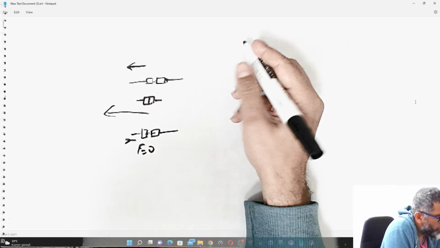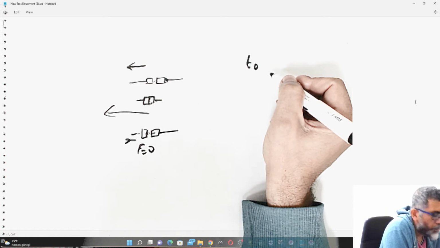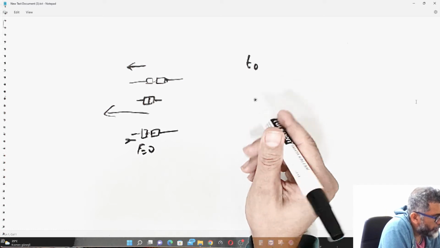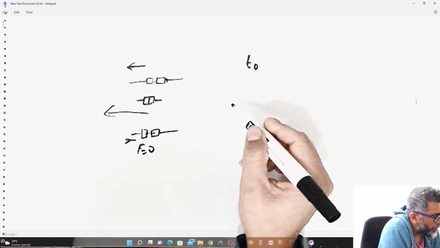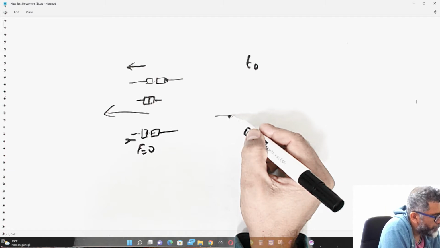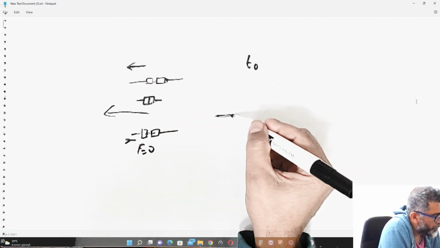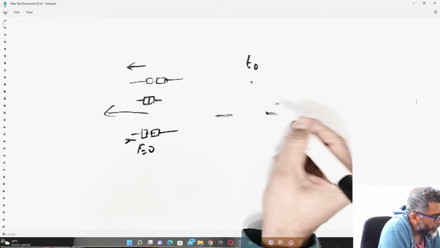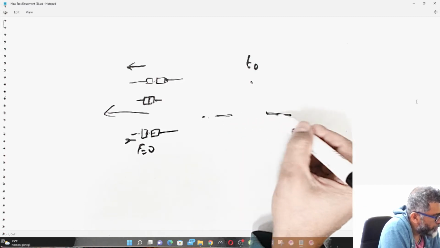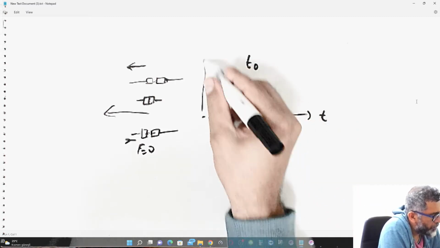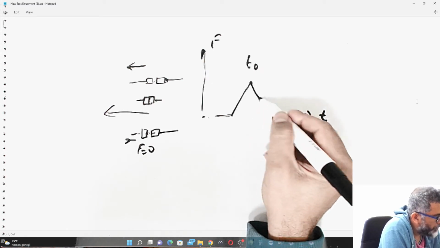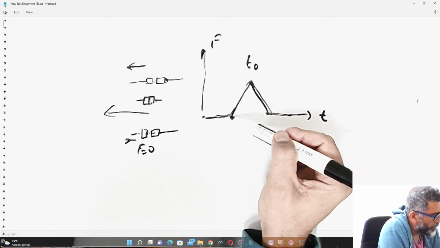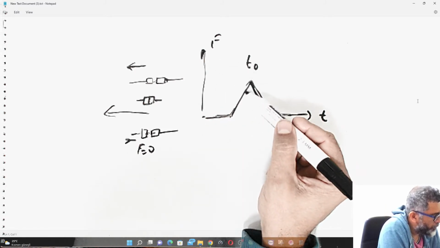So it seems that the force goes like this: if t0 is the time center of the collision, then the force starts at zero first, because they don't touch, so there's zero force, and then it becomes a maximum value, and then it becomes zero again. If you picture this, this is the t-axis, this is force. It goes roughly like this.